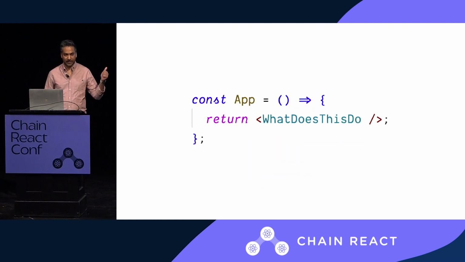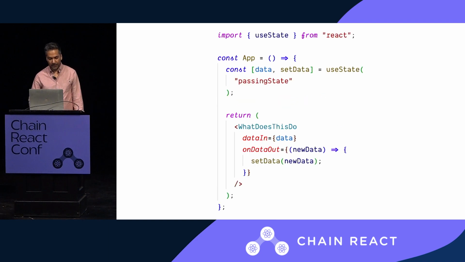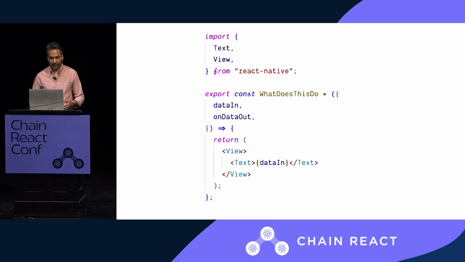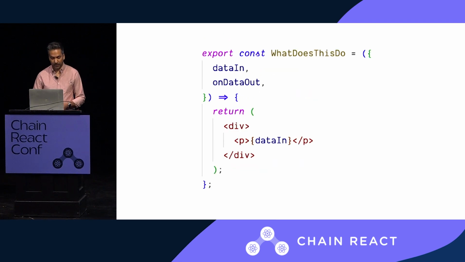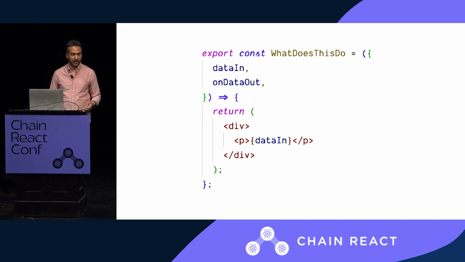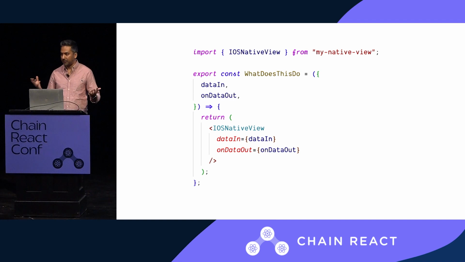Let's say you have an app in React that looks like this. It renders just some component, right? And that component, maybe you pass in data into it and you get data back out of it. That underlying component itself could be doing anything. It could be written in React Native, pulling in a React Native view and rendering to a React Native text component. It could be rendering to HTML elements in a manner like React DOM. It could be rendering to some native view that's entirely platform specific, right?